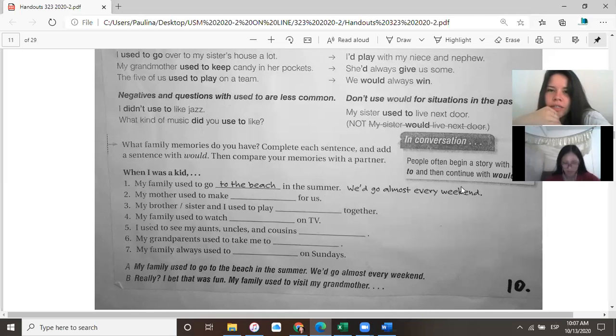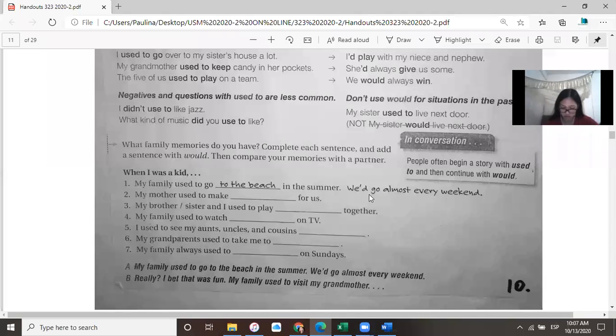Yes, because I said before that you often start telling a story with used to, and then you continue with another sentence with would. So the idea here is used to and would. Okay. My mother used to make breakfast for us. We had breakfast together every Sunday. Very good. We'd have, or we would have. After would, you use a verb in present. Yes. Okay, number 3, please.